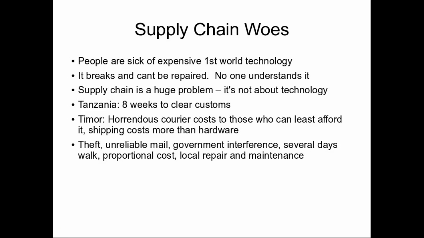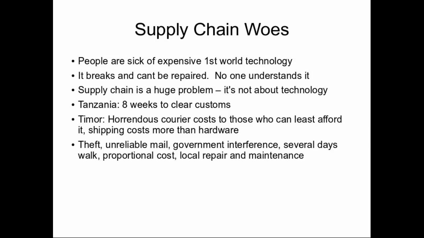One of the problems with operating in the developing world is the supply chain. People there are just sick of expensive first world technology that arrives, works for a while, breaks, can't be repaired, no one understands it, and is so expensive compared to their local incomes and the money they have available that it's really impossible to deploy at volume. The supply chain is a huge problem, and fixes for the developing world are just not about technology.